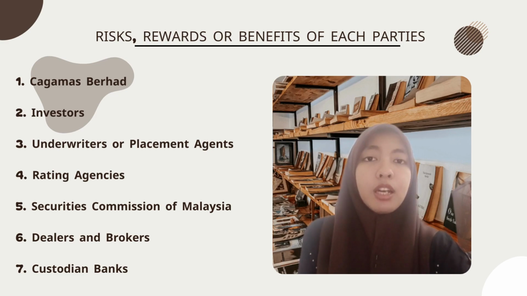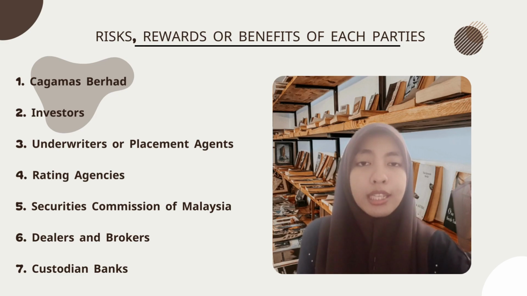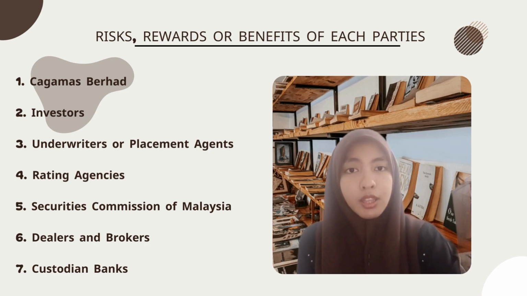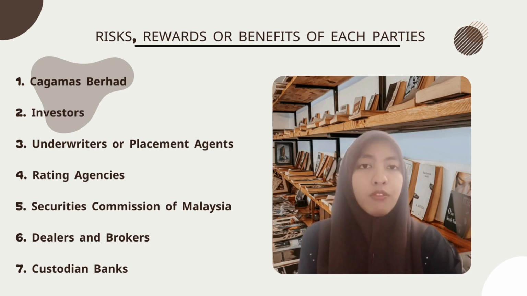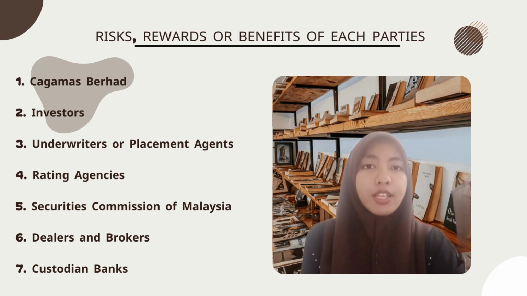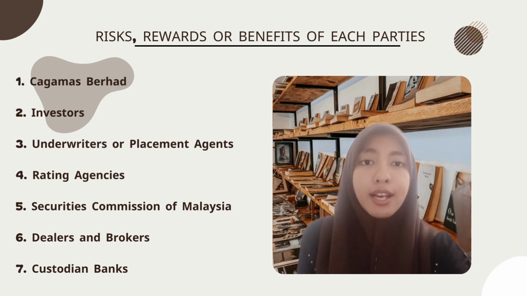And the seventh party are custodian banks, which have custodial risk. Next is rewards or benefits to each party. First party is Cagamas Berhad. They get benefits like access to funding, diversification of funding sources, lower cost of borrowing, and enhanced liquidity. Second party is the investor. They get benefits like competitive yields, diversification, government-backed security, and a short-term investment option.